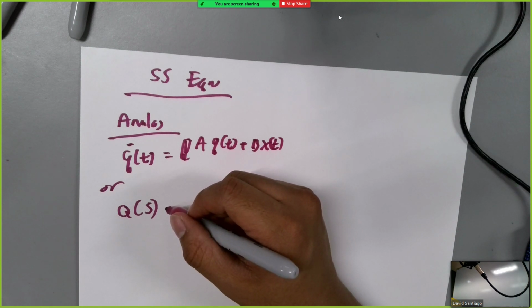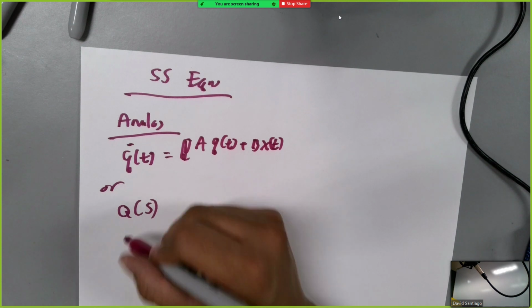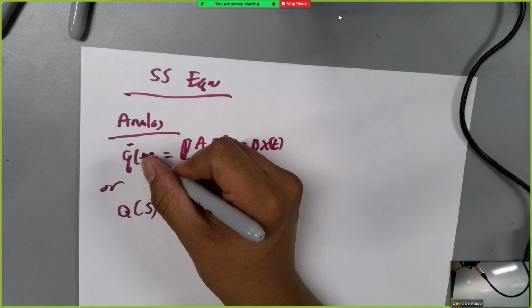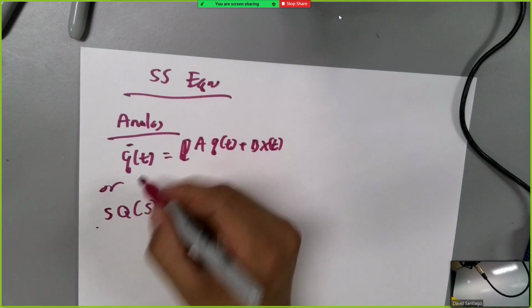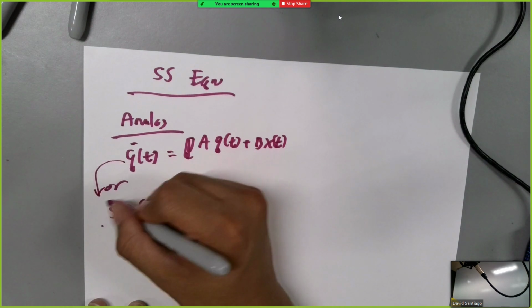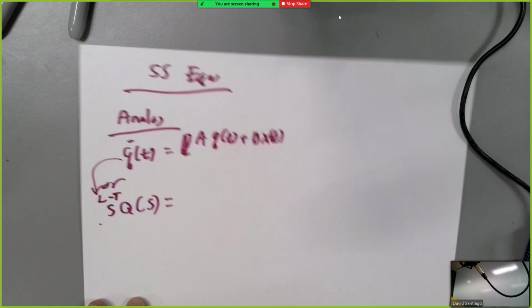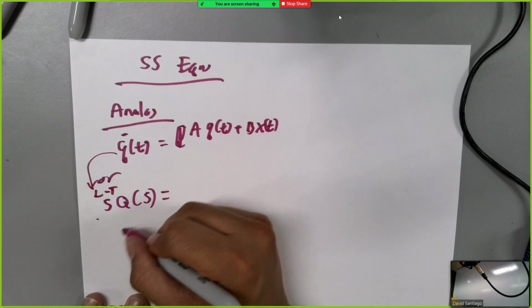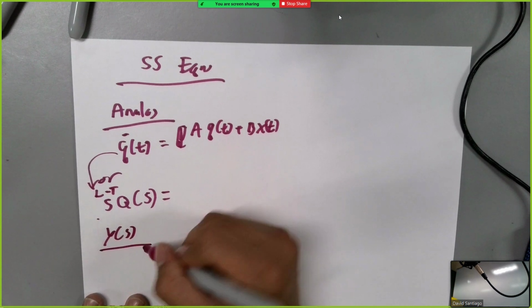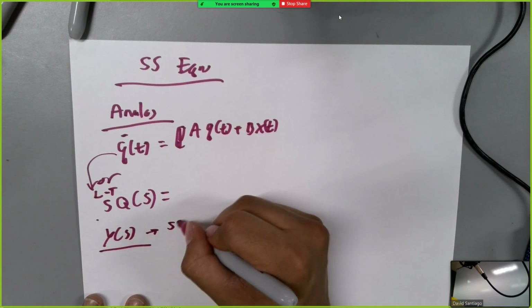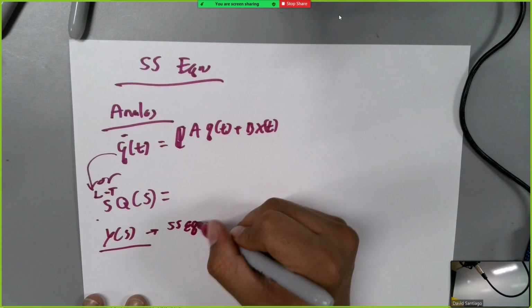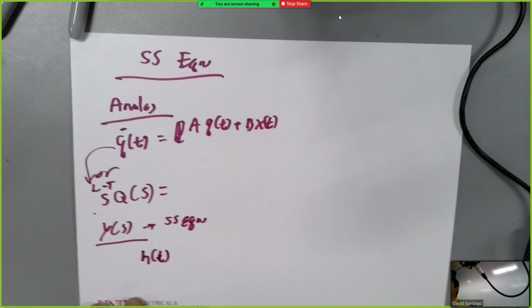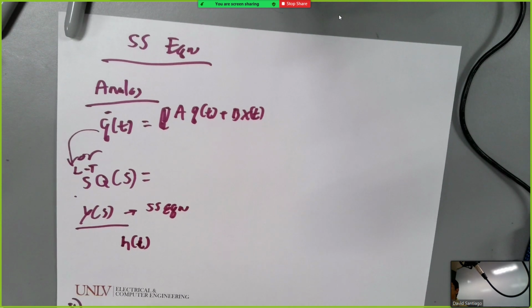State space equations. You're going to get these equations, or Q of S. If we go into the Laplace transform, we're going to get this S that comes up. He's probably going to ask you to do the same thing again, Y of S. Solve for Y of S, solve for the state space equations, or solve for the impulse response. That's the analog case.